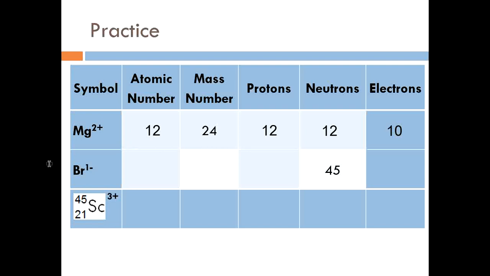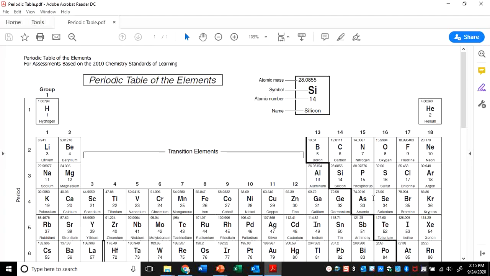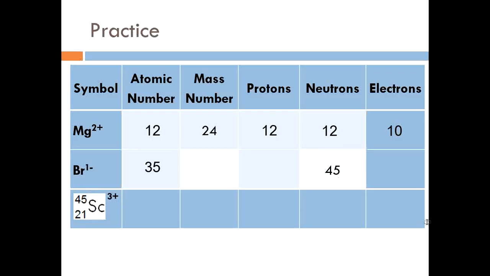How about the bromine ion? Let's find bromine on our periodic table. Bromine is number 35. And how do we get the mass number? Well, we know that the atomic number tells us the number of protons, and the number of protons is 35. And so protons plus neutrons, 35 plus 45 is 80. And how many electrons do we have? And again, don't say 35. We're not talking about a neutral atom. We're talking about an ion. And it's 1 minus. So what does minus mean? It gains an electron. And so instead of having 35, it now has 36.